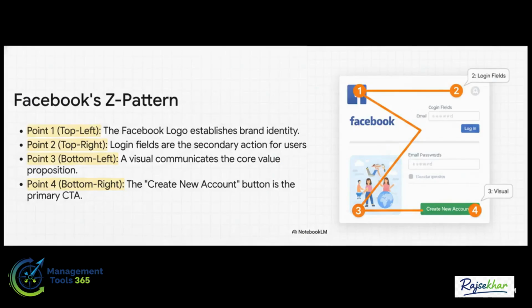So let's trace the path with our eyes, right? Your eye lands top left, sees the Facebook logo. Instantly, you know you're in the right place. It zips to the top right. Okay, there's the login fields for existing users. Then your eye travels down, and on the bottom left, you see the core value, connect with friends. It reminds you why you're here. And then, the final stop, bottom right, that big, impossible to miss create new account button. It's a perfect, seamless journey from A to Z, literally.